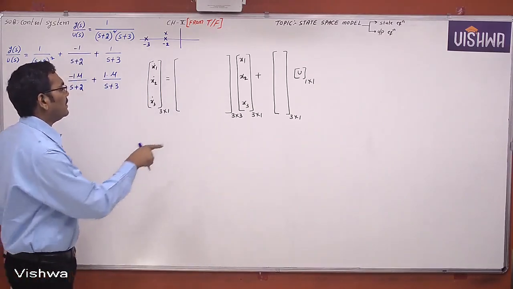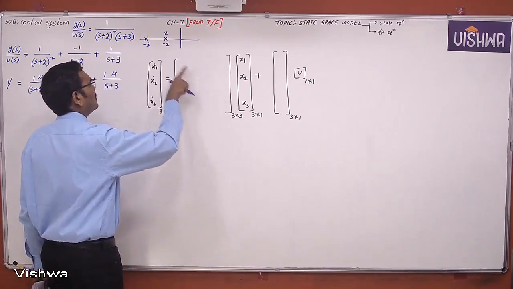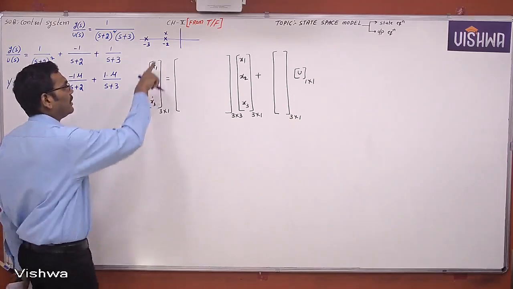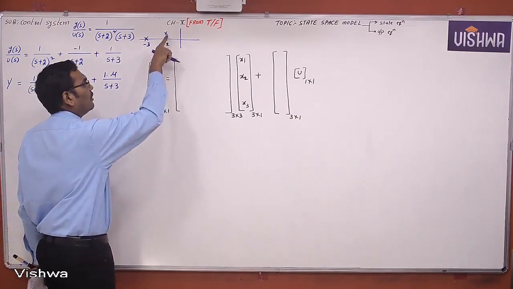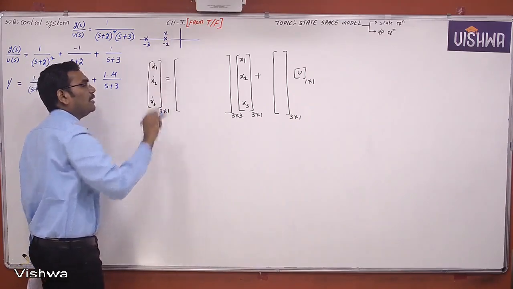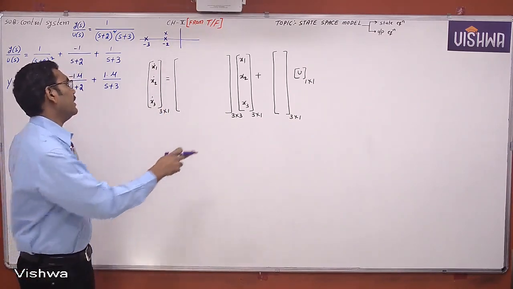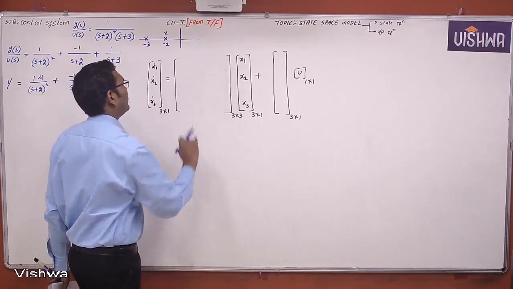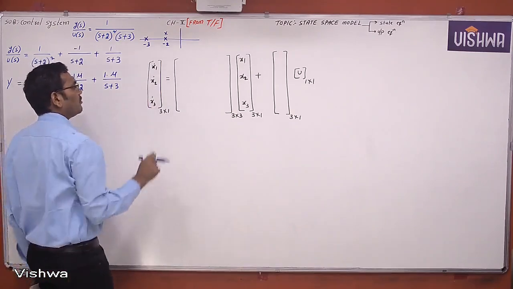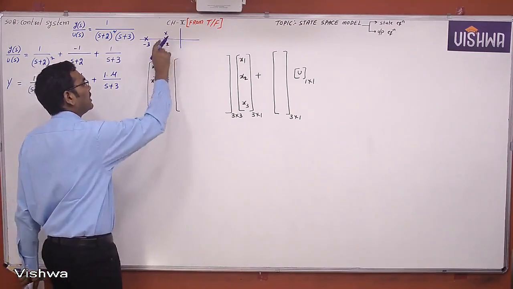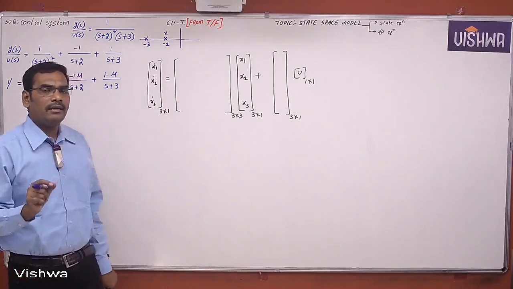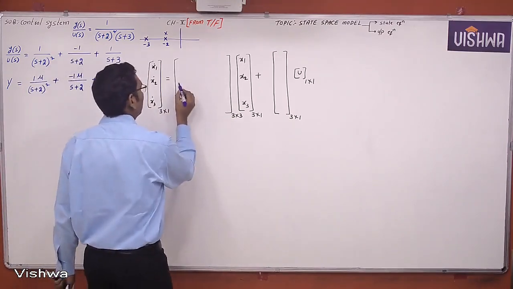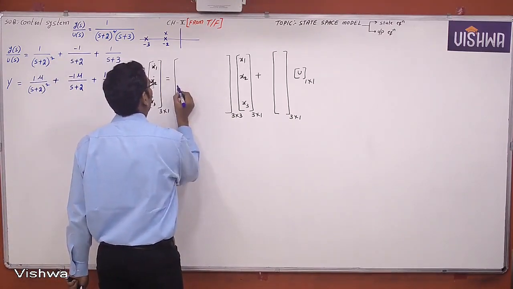So in the 3 by 3 matrix, how many poles are repeated? The number of repeated poles here is 2. So when the number of repeated poles is 2, then you take a 2 by 2 matrix separately in a 3 by 3 matrix. Why 2 by 2? Because the number of repeated poles here is 2. So you should take a 2 by 2 block in the 3 by 3 matrix. This is the 2 by 2 block.